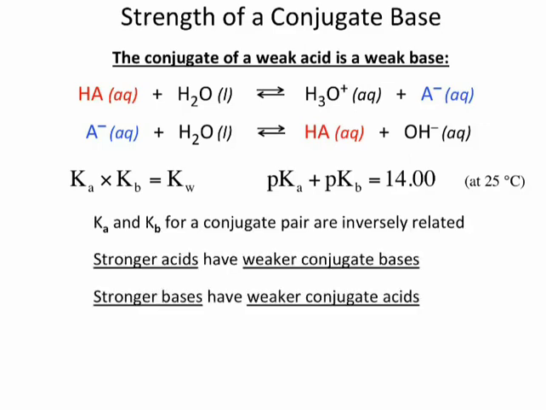So Ka and Kb for a conjugate pair, remember, acid and its conjugate base, or base and its conjugate acid, you take the Ka and Kb together, they're inversely related. Since they are multiplied equal the same number, or they have to add to the same number, if you make one bigger, the other one has to be smaller. So stronger acids, which means a bigger Ka, have weaker conjugate bases, a smaller Kb, and stronger bases, which would be a larger Kb, have weaker conjugate acids, a smaller Ka.